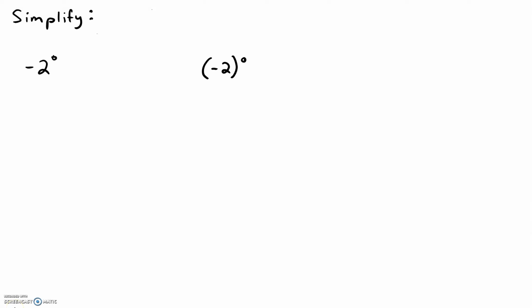For this video, we're going to look at simplifying two problems, and these problems are going to involve exponents. As you can see, the first problem is -2 to the 0 power without a set of parentheses, and the second problem is -2 to the 0 power where the -2 is in a set of parentheses. We're going to work out both of these and compare and contrast, because this is a common mistake that I see in students' work.